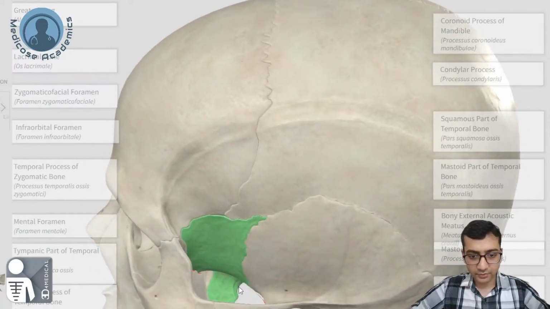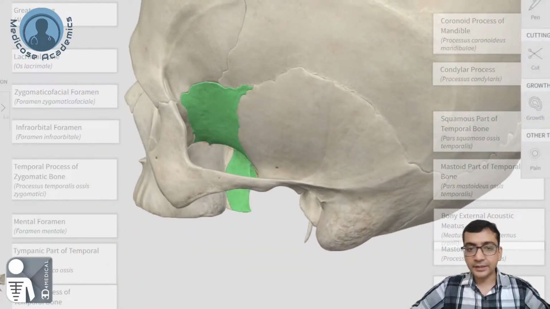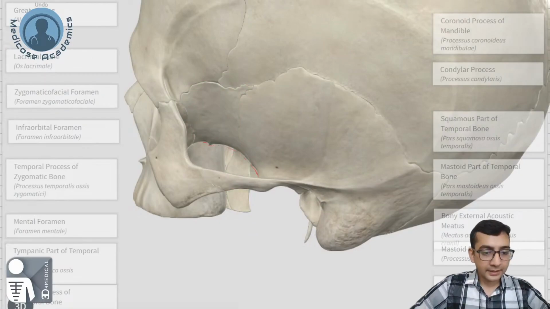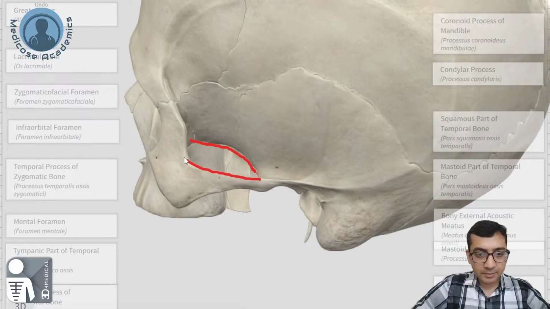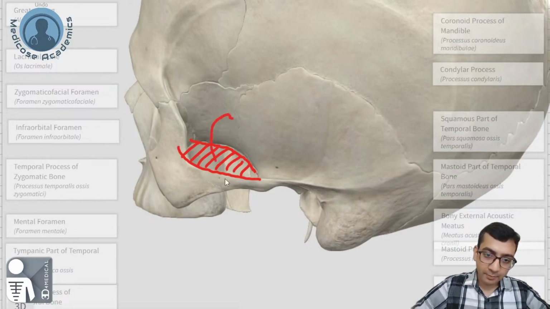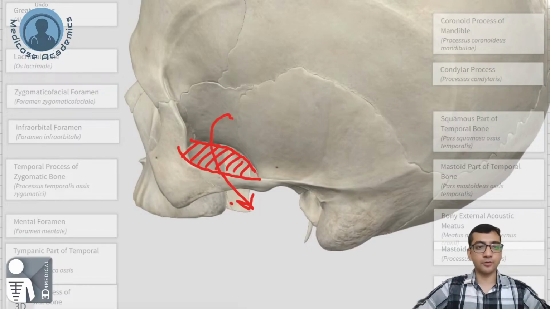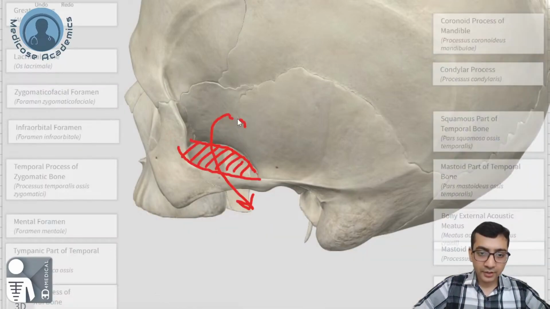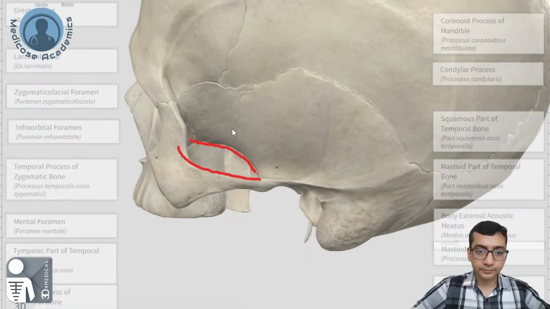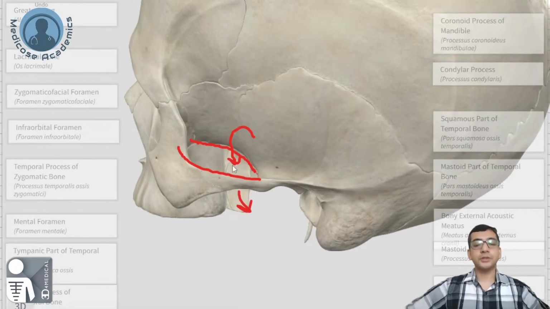Let us get somewhere here. So medially, it is labeled by the infratemporal crest. Laterally, it is labeled by the zygomatic arch, and between them there is an opening that helps for the free communication between the temporal fossa here and the infratemporal fossa there. So the temporal fossa here and the infratemporal fossa there, like this.